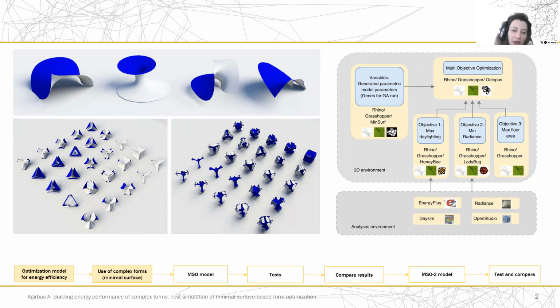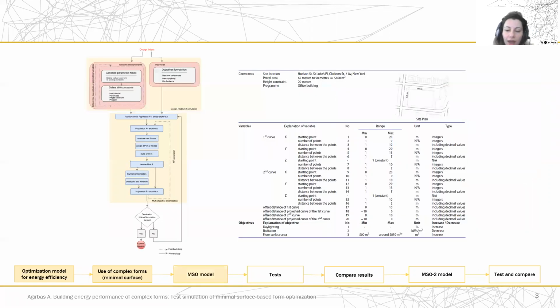I use Ladybug, Honeybee, and Octopus. Octopus is the main add-on for the optimization process. It uses a genetic algorithm. And I have some variables in this model. Actually, these are the variables of the parametric geometry. Some of these variables are related to the general building form, and some of them are related to the openings in this form, like windows.